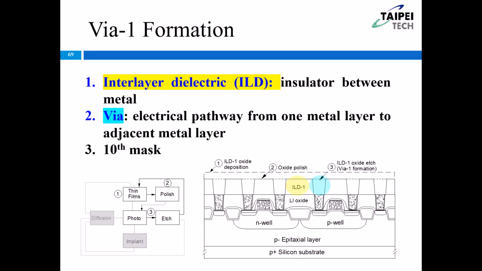So the purpose for the ILD is the insulator between two metal lines, OK? And the VL is the metal line. So it's the electrical pathway from one metal layer to the adjacent next metal layer. Okay. So likewise, we need to go to the thin film module. We need to deposit the oxide and then do the CMP. After we do the CMP, we can use the photolithography to define the oxide pattern, and then we do the etching. The same process flow as we mentioned here, OK?